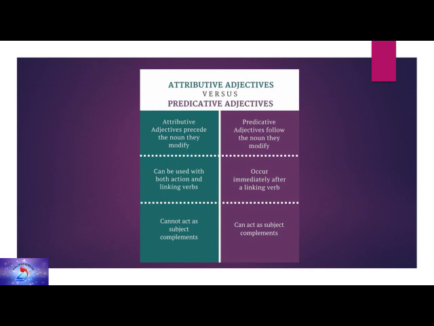So let us see the difference between attributive and predicative. Attributive adjectives precede the noun they modify. It comes before. Predicative adjectives follow the noun they modify. Always comes after the noun. Attributive can be used with both action and linking verbs, and predicative occurs immediately after a linking verb. Attributive cannot act as a subject complement, but predicative can act as a subject complement.